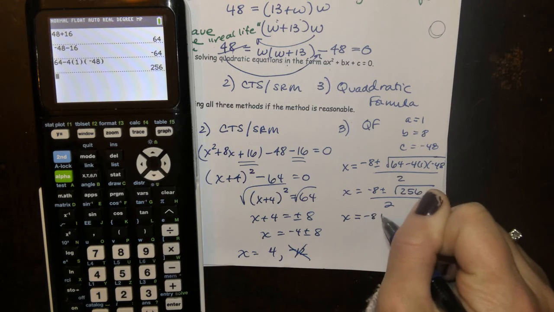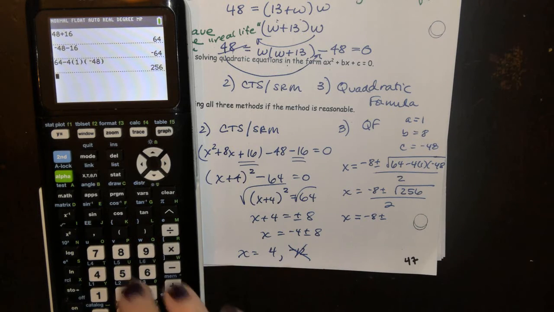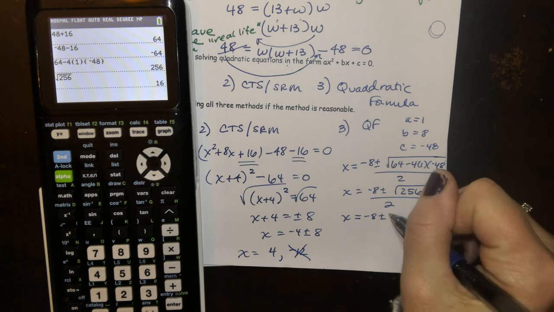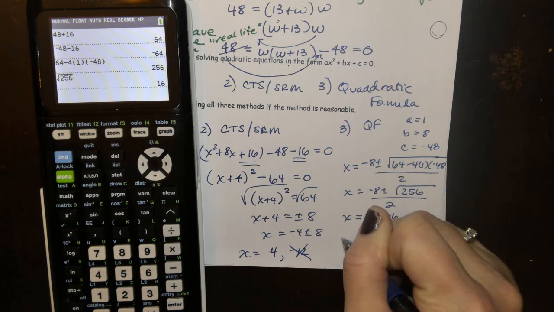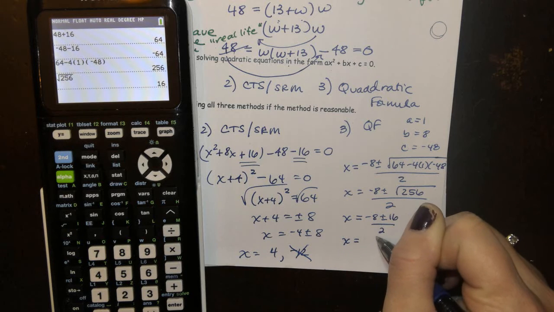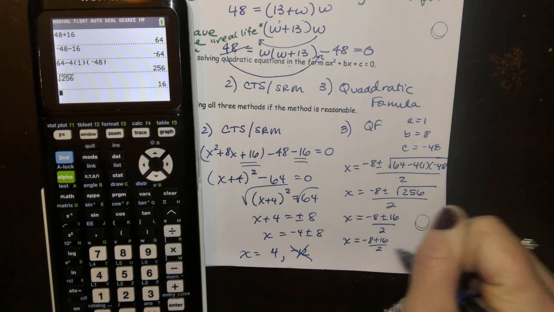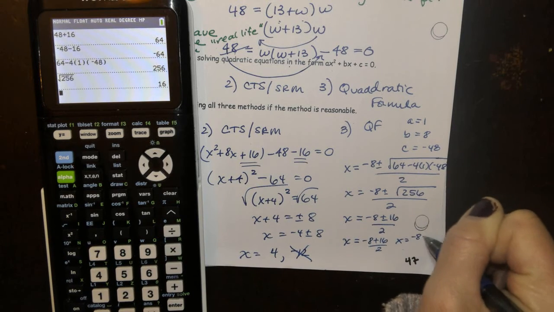A terrific 4+ years. What is the square root of 256? 16. Which I only had you memorize through 15. Maybe you guys are getting good at that. So negative 8 plus 16 over 2, negative 8 minus 16 over 2.